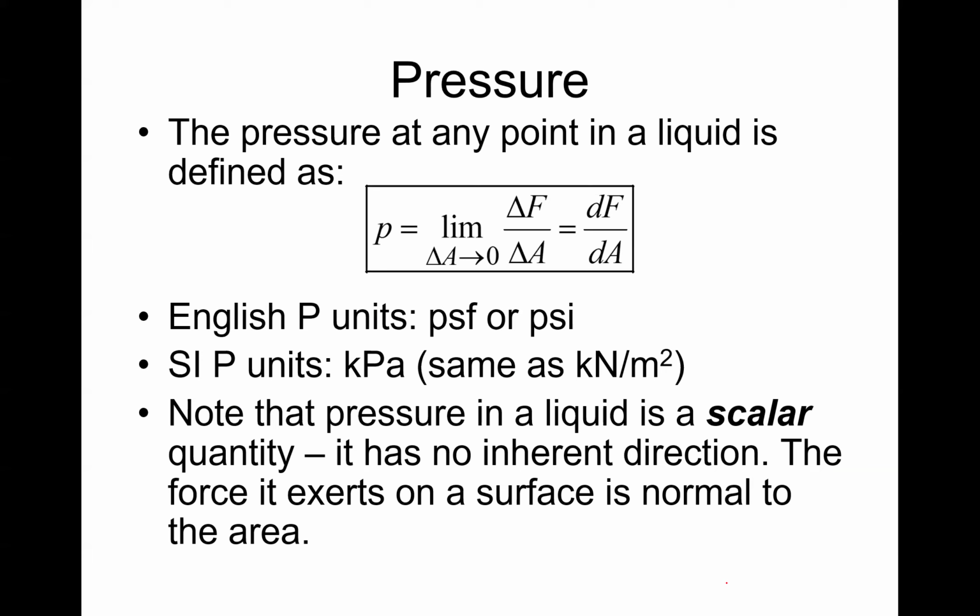The English units for pressure are typically pounds per square foot or pounds per square inch. PSI is probably the most commonly used pressure unit in the United States. In SI, we typically use kilopascals, and know that the standard unit would be a pascal, which is a Newton per meter squared, but it is a lot more common to work in terms of kilopascals.